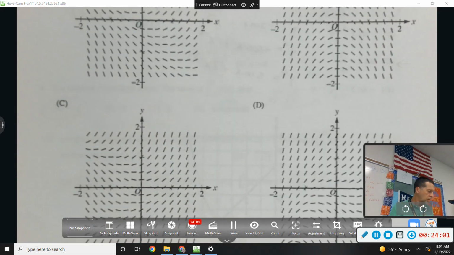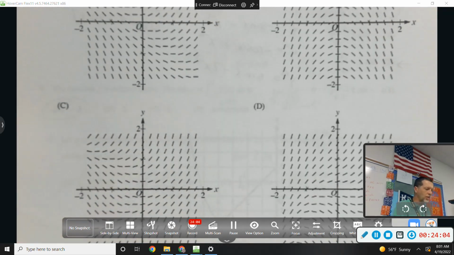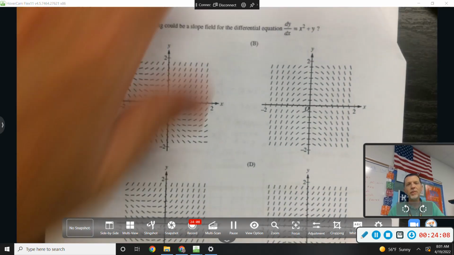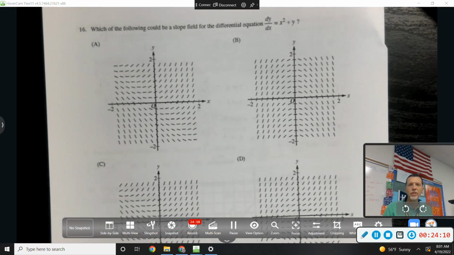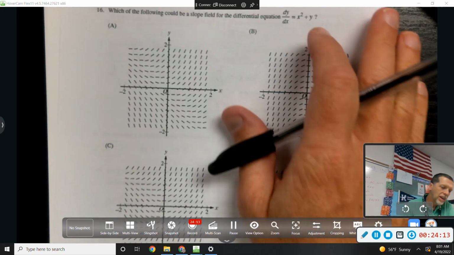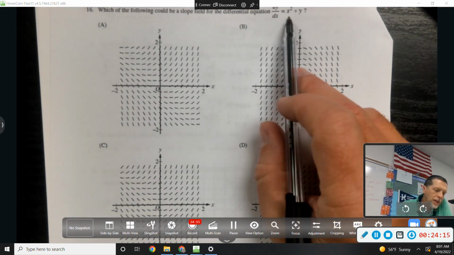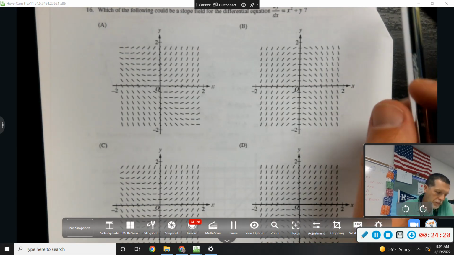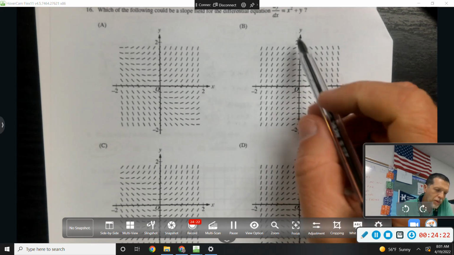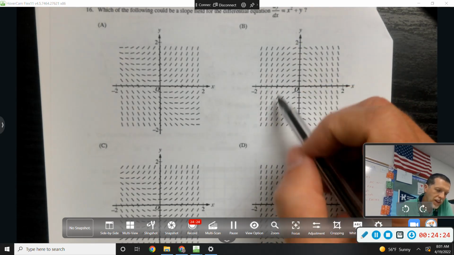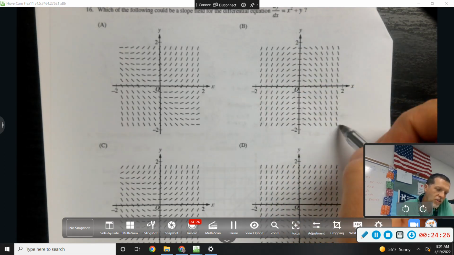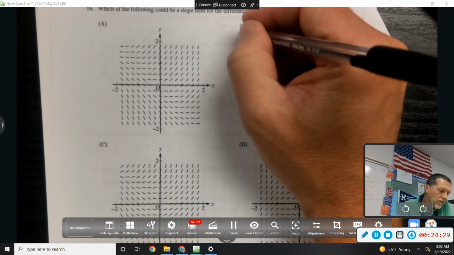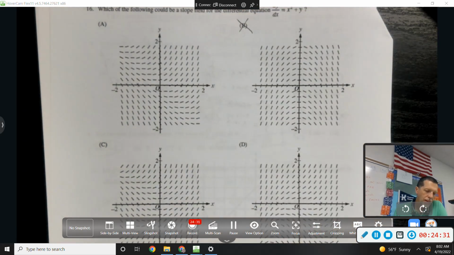Slope field. This was disappointing. I don't know how else to say it. The number of people that missed this one. I thought slope field wouldn't be too bad. Let's see. It depends on x and y. So I think that means I can throw out b. B looks like it doesn't change with y. So I threw out b first. The others are all kind of crazy looking, so I couldn't throw any of them out.